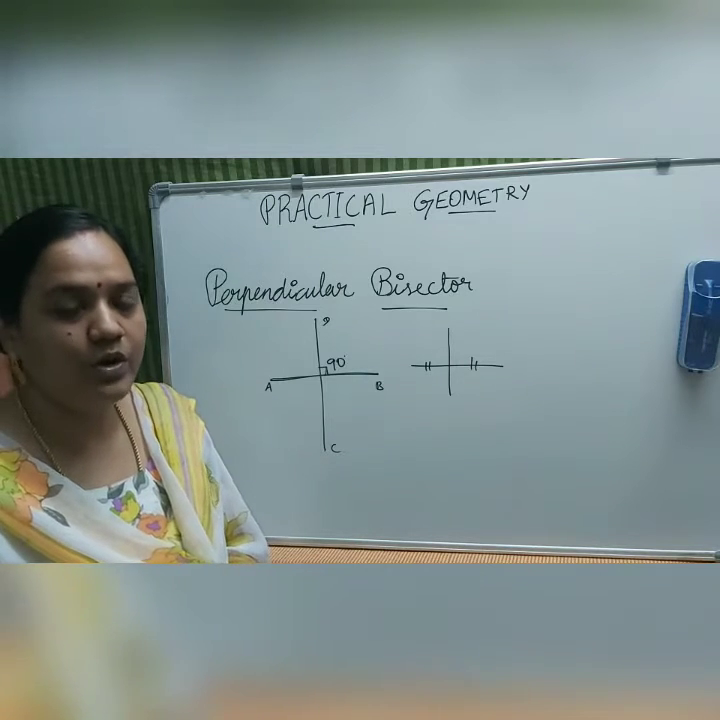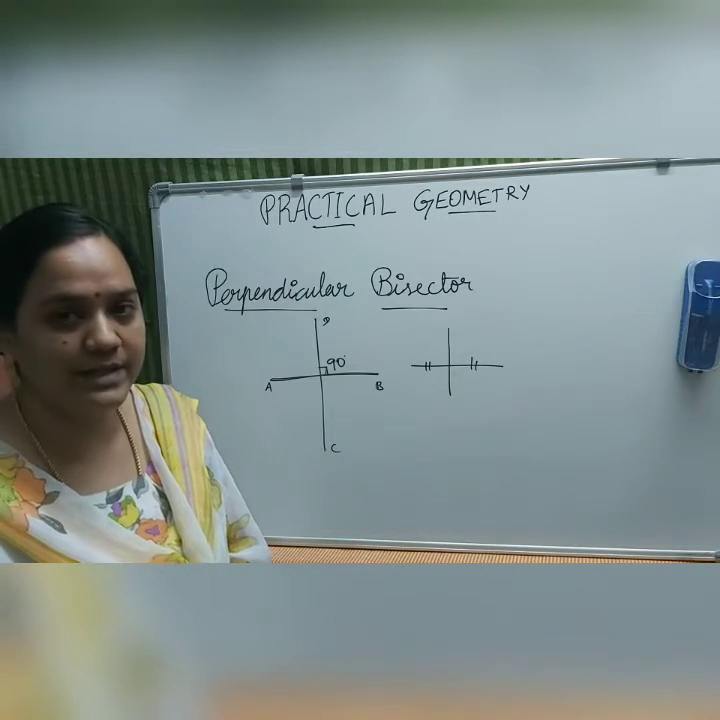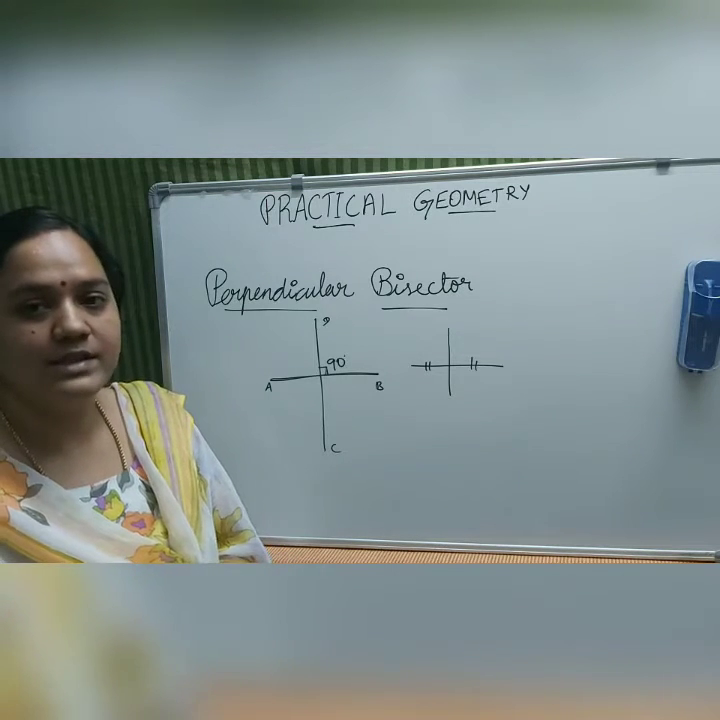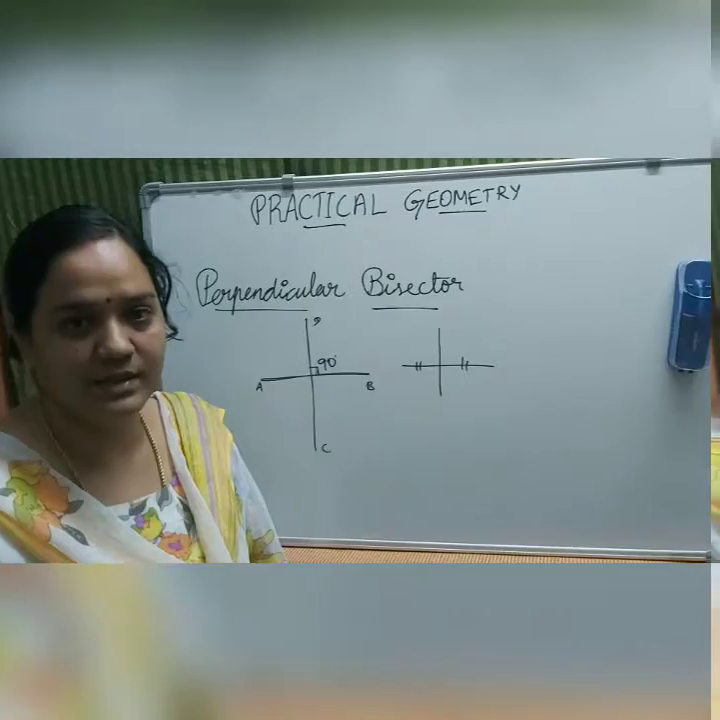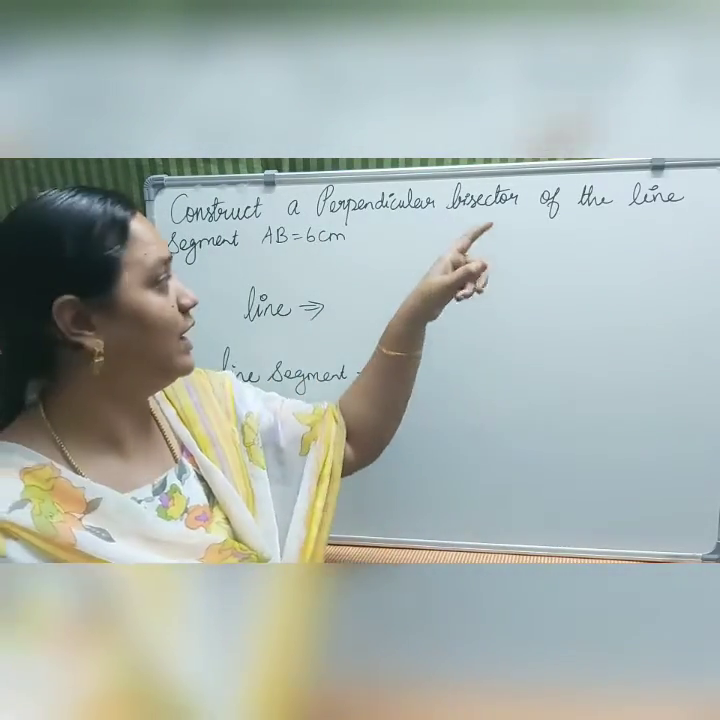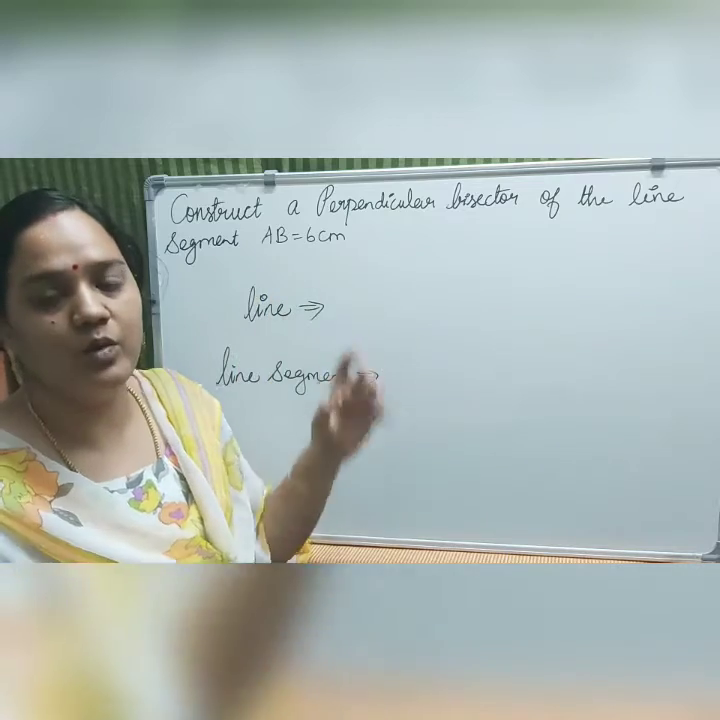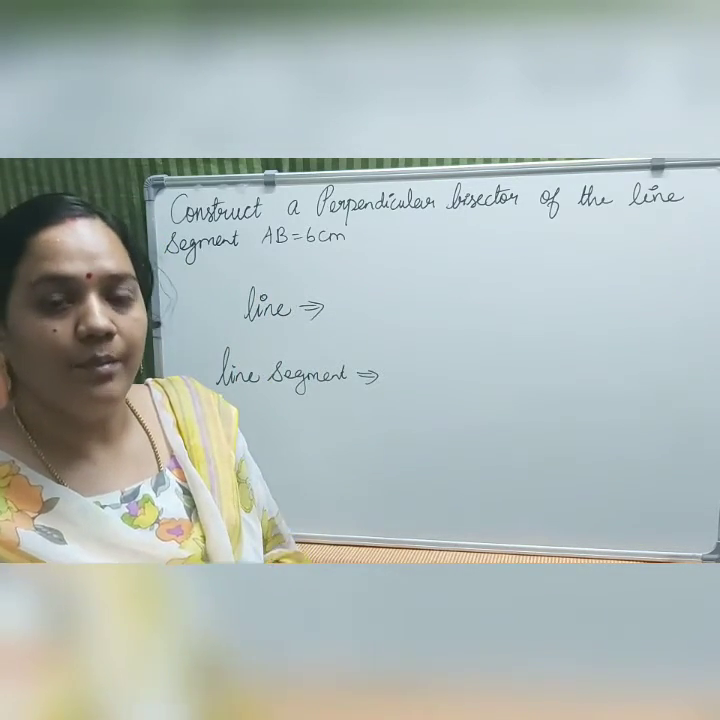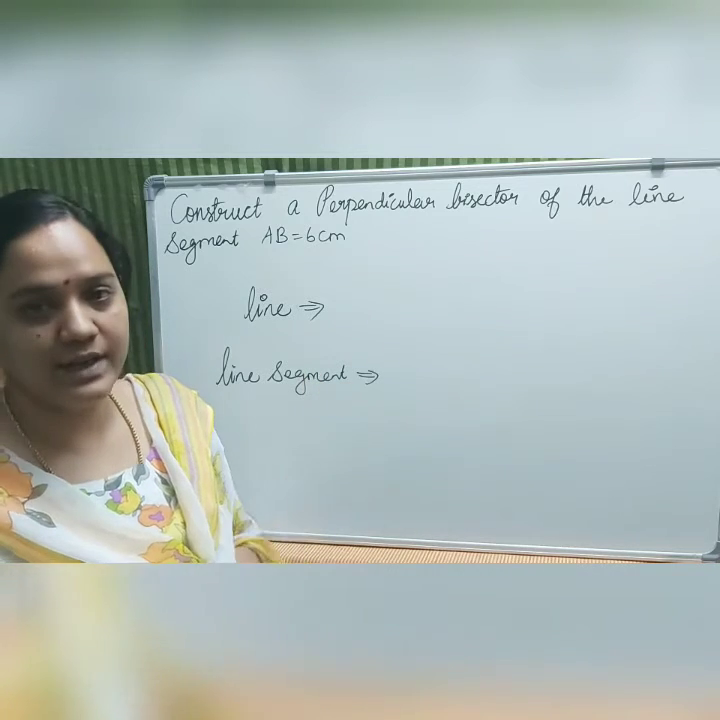Now we are going to draw a perpendicular bisector of the given line segment using a scale and compasses. We are going to construct a perpendicular bisector of the line segment AB equal to 6 cm.